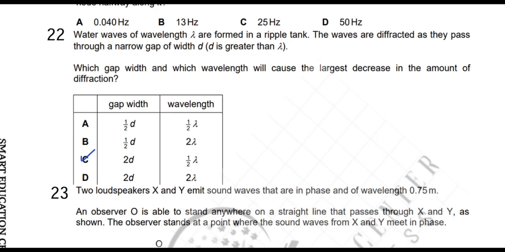Number 22: which gap width and wavelength would cause the largest decrease in diffraction? For good diffraction, we need bigger wavelength and smaller gaps. But for bad or low diffraction, we need less wavelength and the gap should be more. So accordingly, gap more, wavelength less should be C.